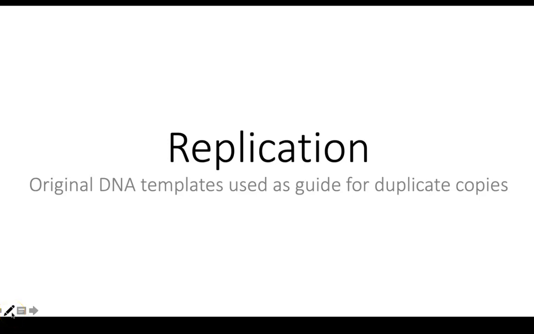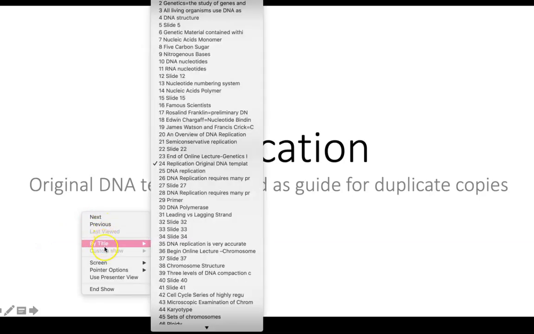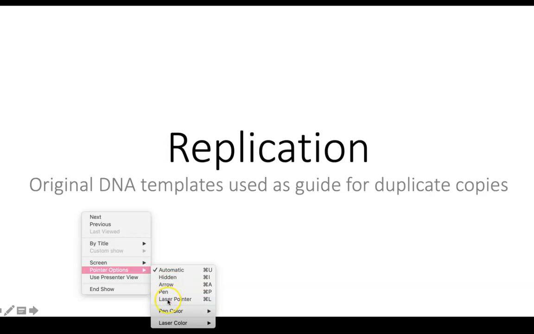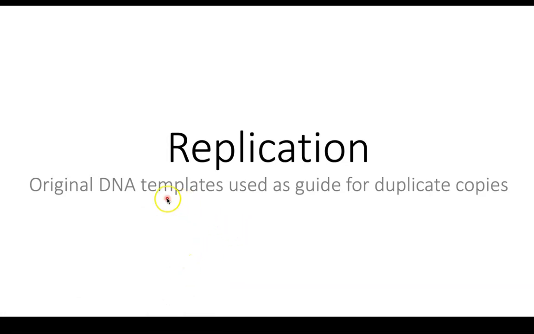This lecture will cover replication as it relates to the DNA strand, so let's get started. As you see here on the screen, replication is essentially what we're using when we're trying to duplicate or make another copy of our DNA strand. So we're going to use that original DNA template as kind of like a guide or a blueprint as we make more copies. You've copied something before. You'll have an original copy, which will be your DNA strand, and then you're going to use that strand to duplicate it or make a brand new strand based off of that original.